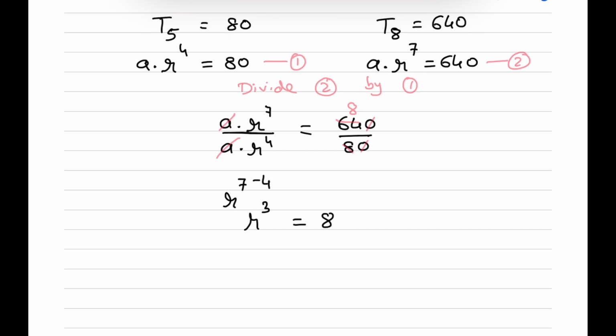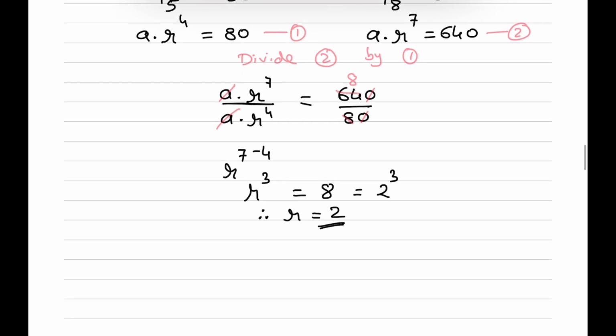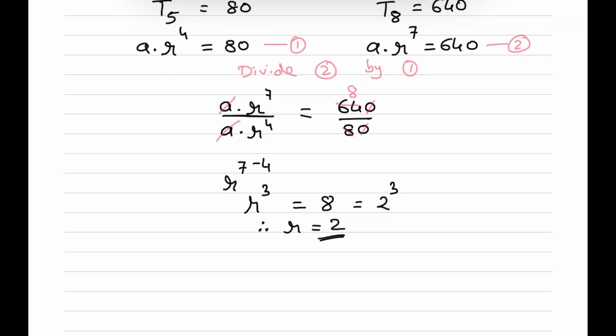So we have the equation where cube of a number is 8, and we know that cube of 2 is 8. So the value of r, the common ratio for this geometric progression, is 2. Now substituting this value in equation 1 or equation 2 will give us the value of the first term.